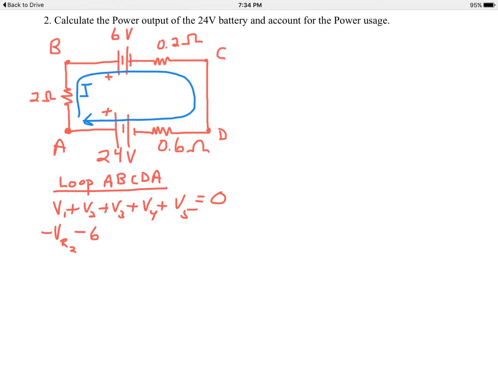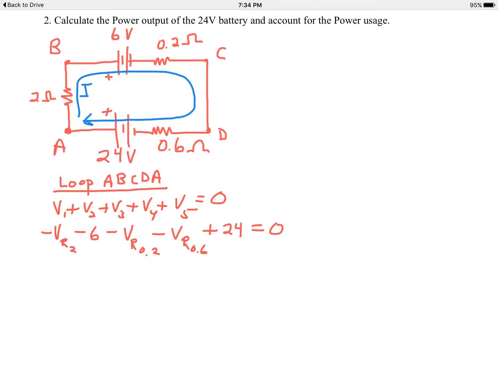And then we have the 0.2 ohm resistor, so it'll be minus VR0.2 and then minus VR0.6. But here's the plus now, plus the 24 volts conventional for that battery equals 0. Alright, so it looks like we have 3 unknowns, 3 unknown voltages. But there are some shortcuts we can take here, although the general technique in this case is just using V equals IR to substitute in for V.